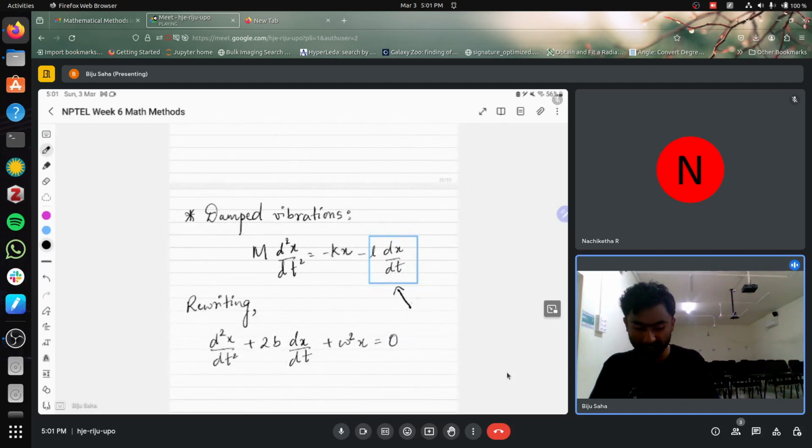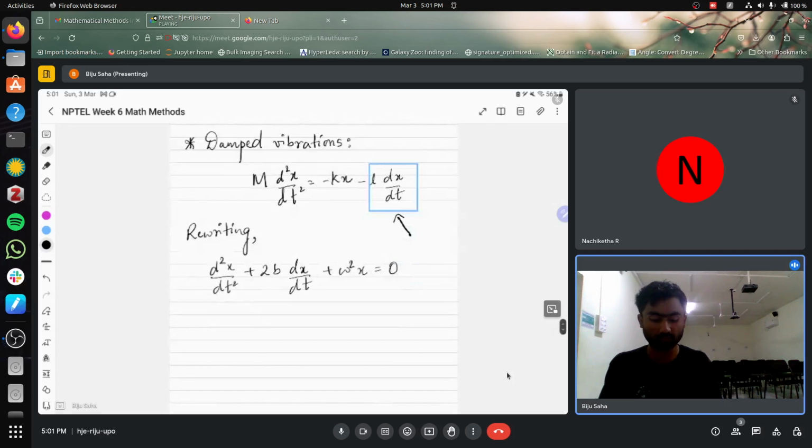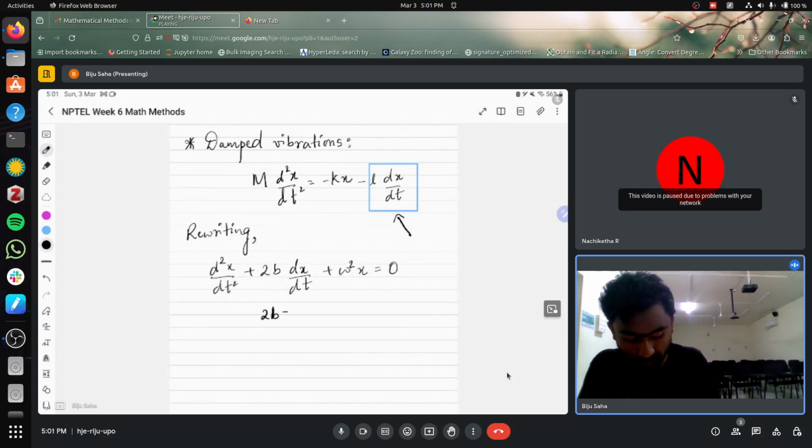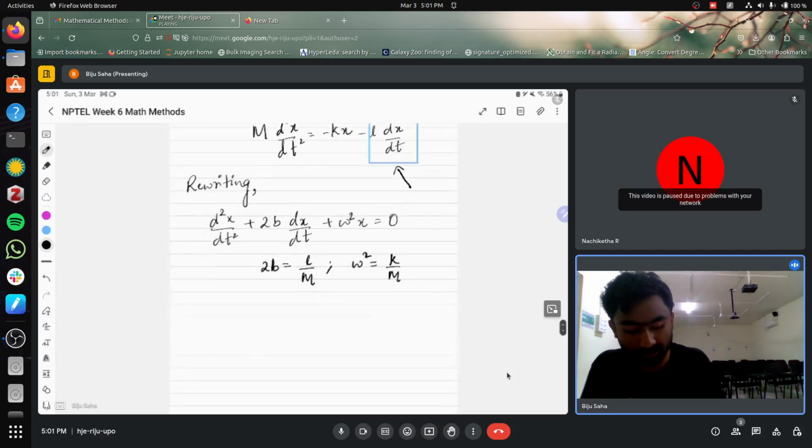So dx by dt is my velocity and L is the damping constant, we can say. Since the damping motion also tries to oppose the acceleration, that is why it appears with the minus sign here. So we can rewrite this equation again in this format. Here I have assumed 2b to be equal to L by m, and my omega square is equal to k by m. This is the substitution I have done, and I have obtained this particular form.